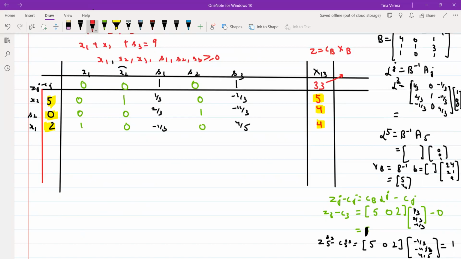Are all your Zj minus Cj greater than 0? It means this is my optimal table. I need not perform any iteration. This is my optimal table because all my Zj minus Cj are greater than or equal to 0. Therefore, the optimal solution is that x1 is 4 and x2 is 5, and the optimal value is 33. So this is my optimal solution. Is it clear? Yes or no? Fine. This covers your simplex also.